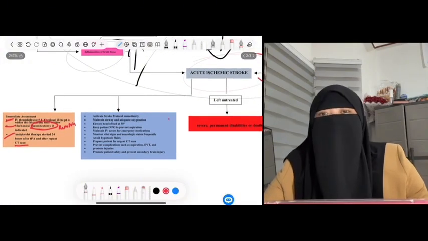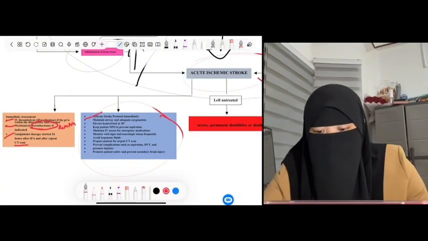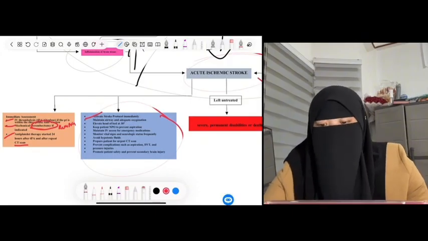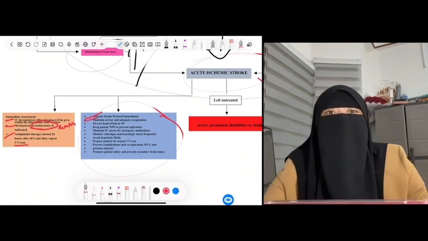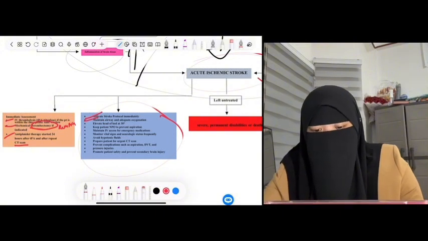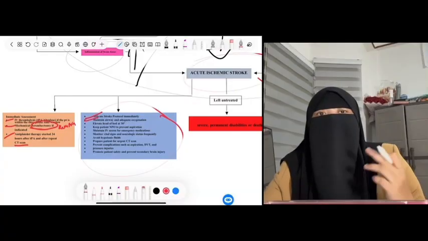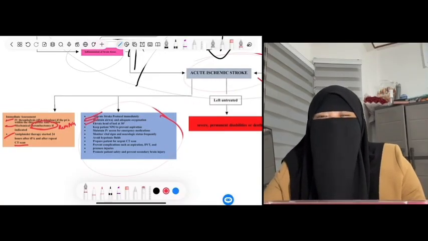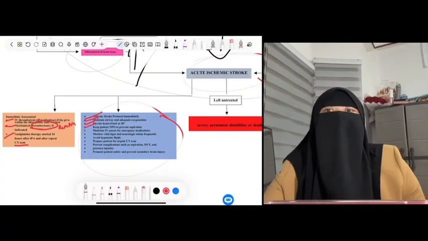Okay, so nursing management is essential in preventing complications and supporting recovery. Activate stroke protocol immediately, which ensures rapid diagnosis and timely treatment, improving patient outcomes. Next one is we have to maintain airway and adequate oxygen. It prevents hypoxia, which can worsen cerebral ischemia, and elevate the head of the bed to 30 degrees. It promotes venous drainage and reduces intracranial pressure.